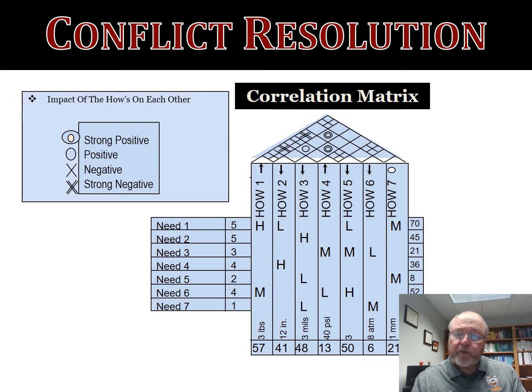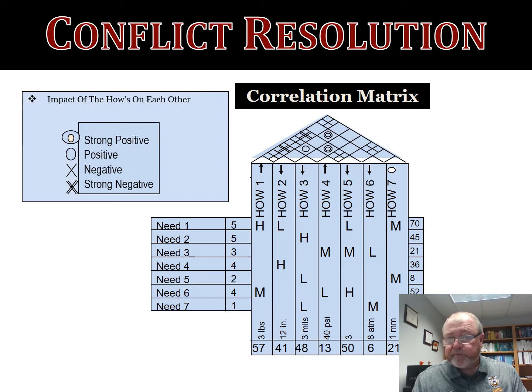So let's get this 70 first. High, 9. Low, 1. Blank cells, 0. Moderate relationships, 3. So the way that we get 70 is 5 times 9, 45, plus 5 times 1, another 5, we're up to 50, plus 5 times 1, another 5, we're up to 55, plus 5 times 3, another 15, we're up to 70.